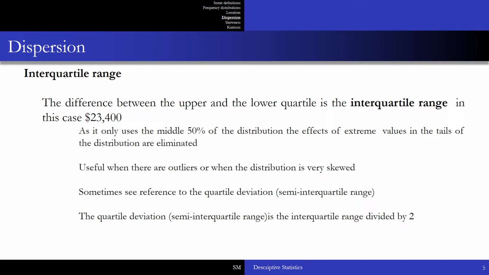As it only uses the middle 50% of the distribution, the effects of extreme values in the tails of the distribution are effectively eliminated. This is of course very useful when there are outliers, in other words very extreme values, or when the distribution is very skewed. You might sometimes see reference to the quartile deviation or semi-interquartile range. The quartile deviation is the interquartile range divided by 2.